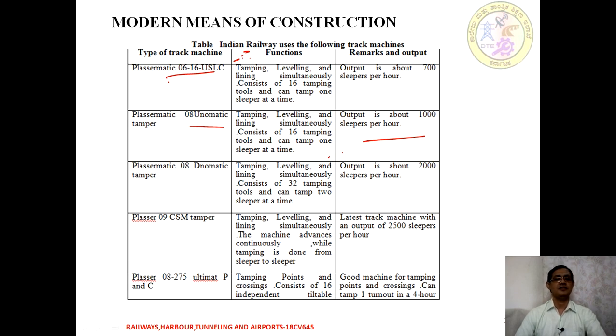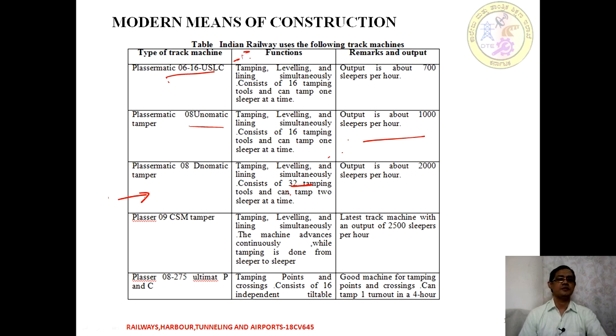Similarly, if you want to lay the sleeper, the Plasmatic 08 pneumatic tamper consists of 32 tamping tools instead of 16 as compared to the previous one. Apart from that, it can compact two sleepers at a time. So that is an advantage. Hence the output is going to be 2000 sleepers per hour. So that is the advantage of this tamper machine.